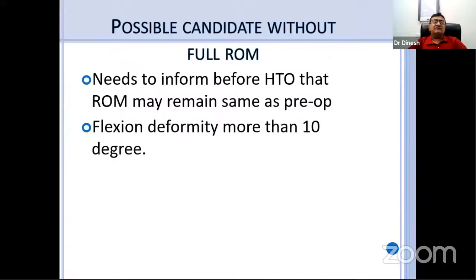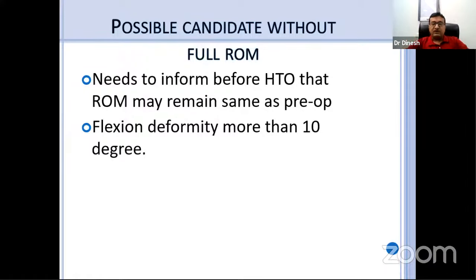Now if there is no full range of movement, then also it's not an ideal candidate, but can be a possible candidate, because we need to inform that the range of movement that was there before high tibial osteotomy will remain the same after high tibial osteotomy, because we don't do anything intra-articular in a restricted range of movement. The range of movement may increase because of less pain, but it may remain the same.